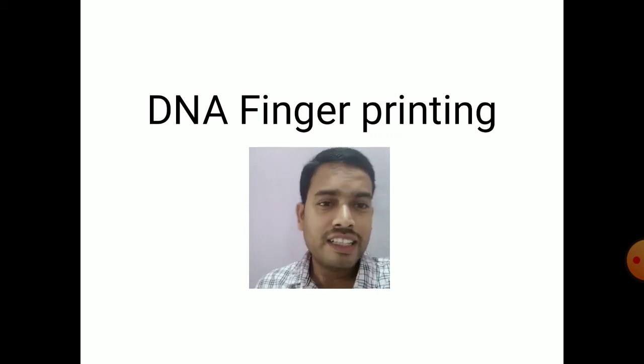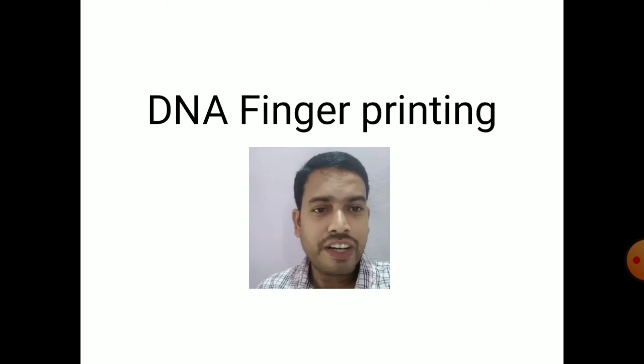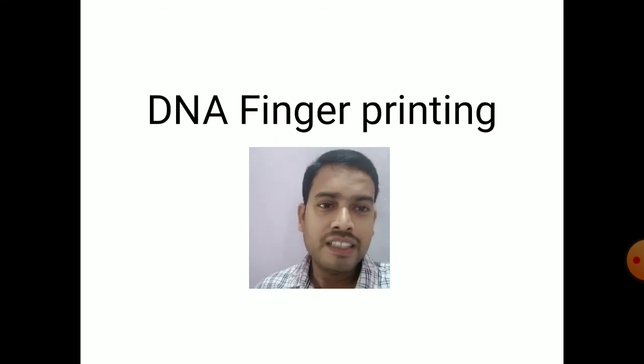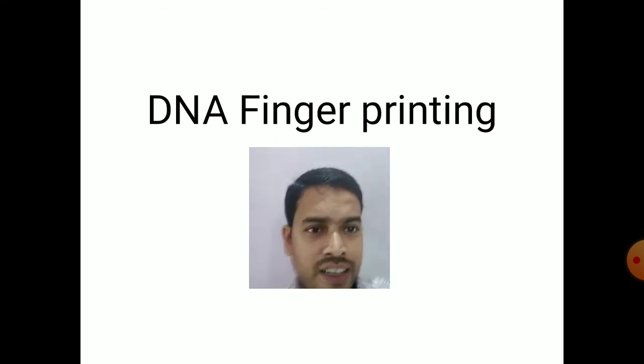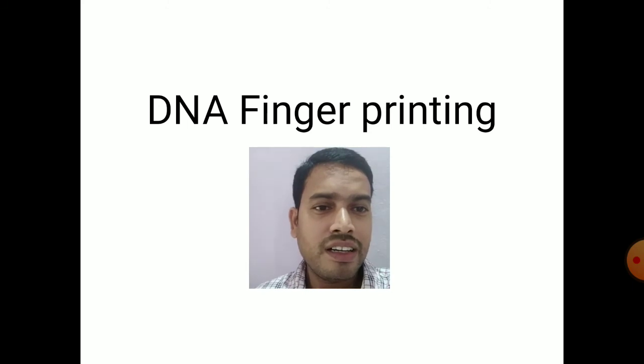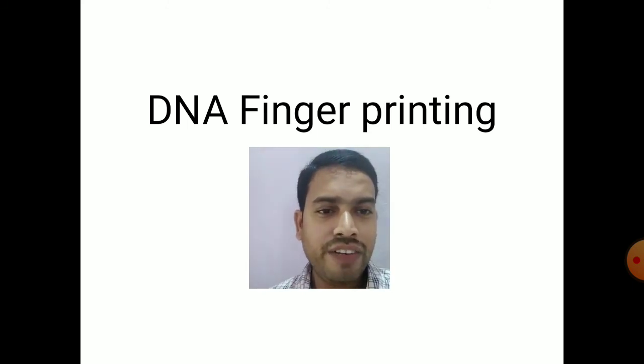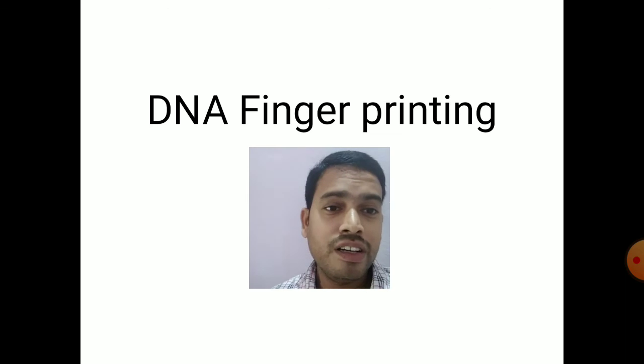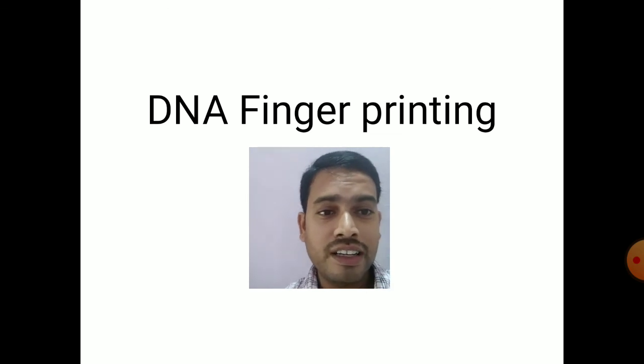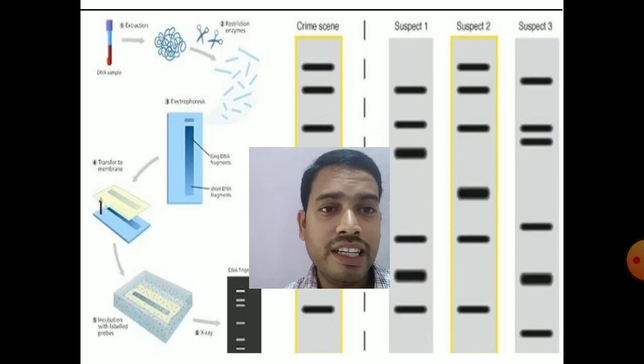But here the difference is, for example, we will take a crime incident. A crime has been committed, and suspected people are placed. So you want to identify exactly the accused person among the suspected people.